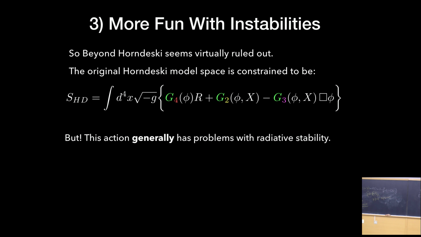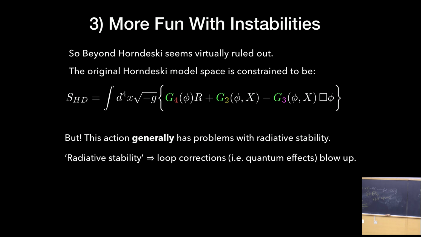essentially, is calculate loop corrections to your action. Loop corrections are basically quantum fluctuations. So you have to calculate the amplitude, i.e. the likelihood, the probability of quantum fluctuations to your action being large and changing its behavior. Because if your quantum corrections are large, they are basically going to completely dominate over whatever classical prediction you're making from your nice theory.